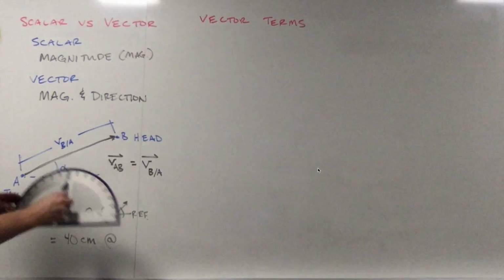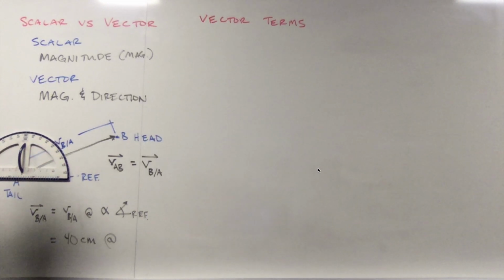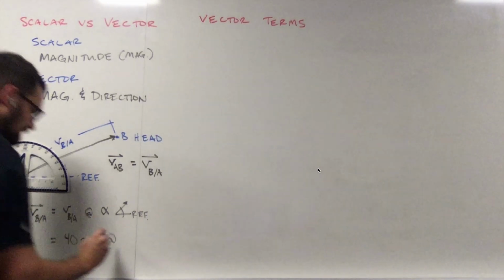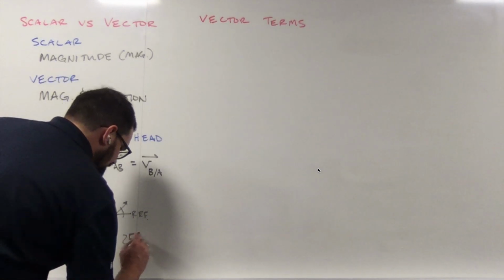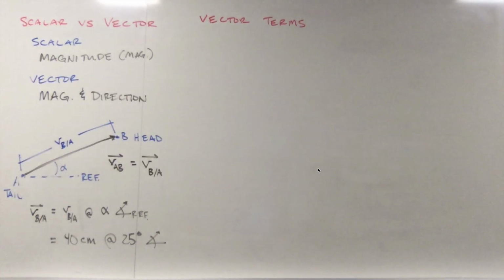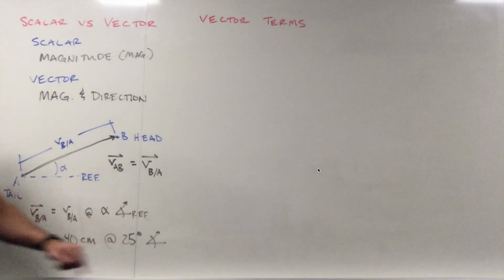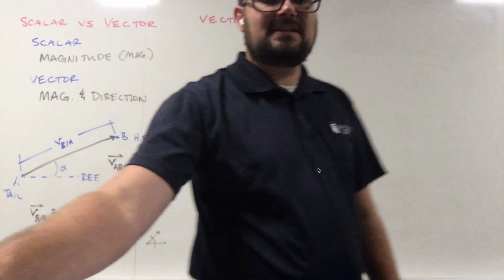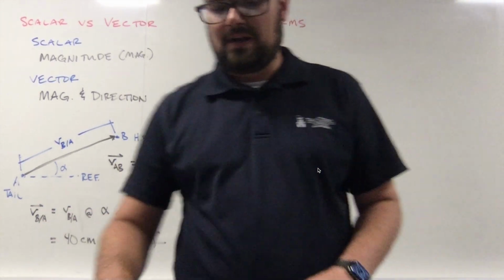Well, we could use something like a giant protractor. Put it in play here. It looks like about 25 degrees there. So at 25 degrees up from our horizontal reference line. And so we see here that with this vector, it has both magnitude and direction. So that's how a vector would be expressed. So we have an arrow, vector, magnitude, and direction.